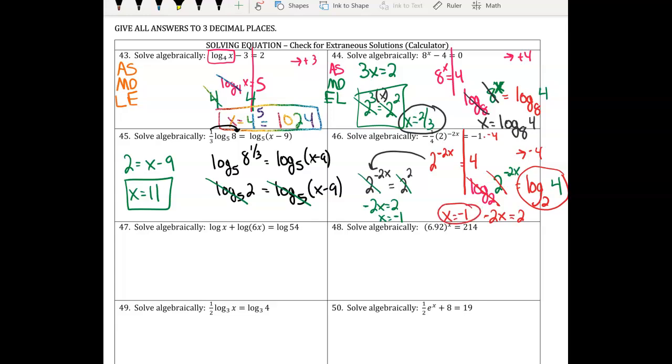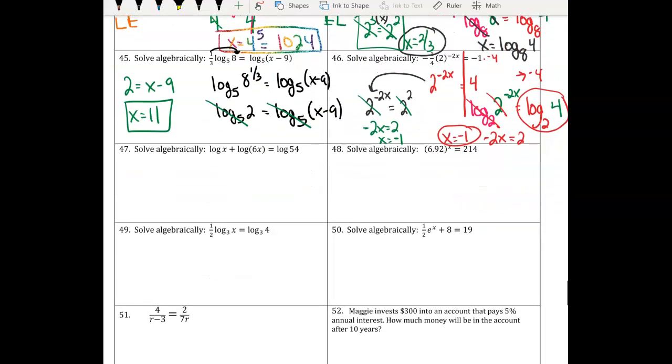So I'm really not sure which method I prefer there, 45 or 46, on those two problems, because I like the canceling out of the bases, but that only works on some problems. Using the exponent to undo the log, or the log to undo the exponent, works every time. So that might be better off. I don't know. All right.